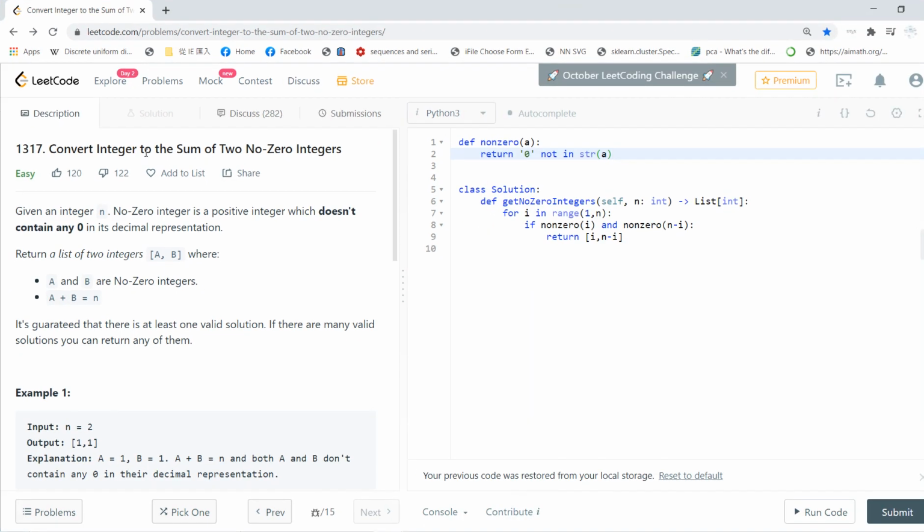Welcome to my LeetCode solving section. So, problem 1317: Convert Integer to the Sum of Two No-Zero Integers.